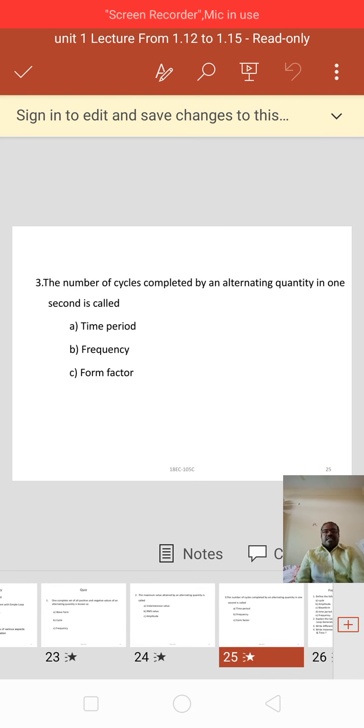Answer is instantaneous value. Third question, the number of cycles completed by an alternating quantity in 1 second is called. Options A time period, B frequency, C form factor. By clearly viewing this topic, that is number of cycles completed by an alternating quantity in 1 second is called A time period. The answer for third question is time period A.